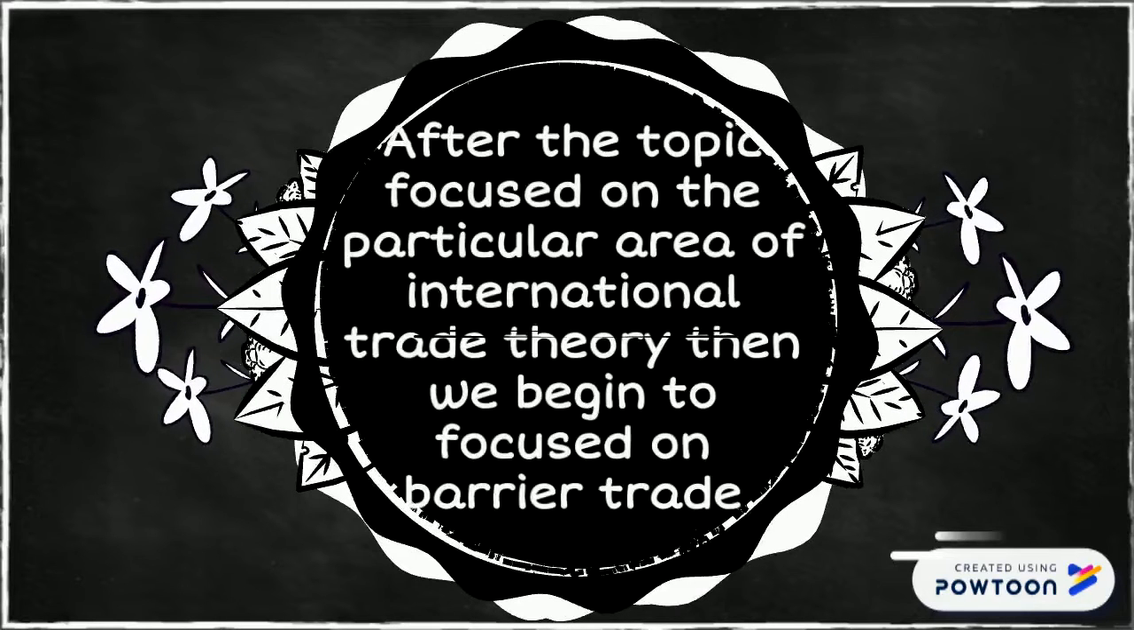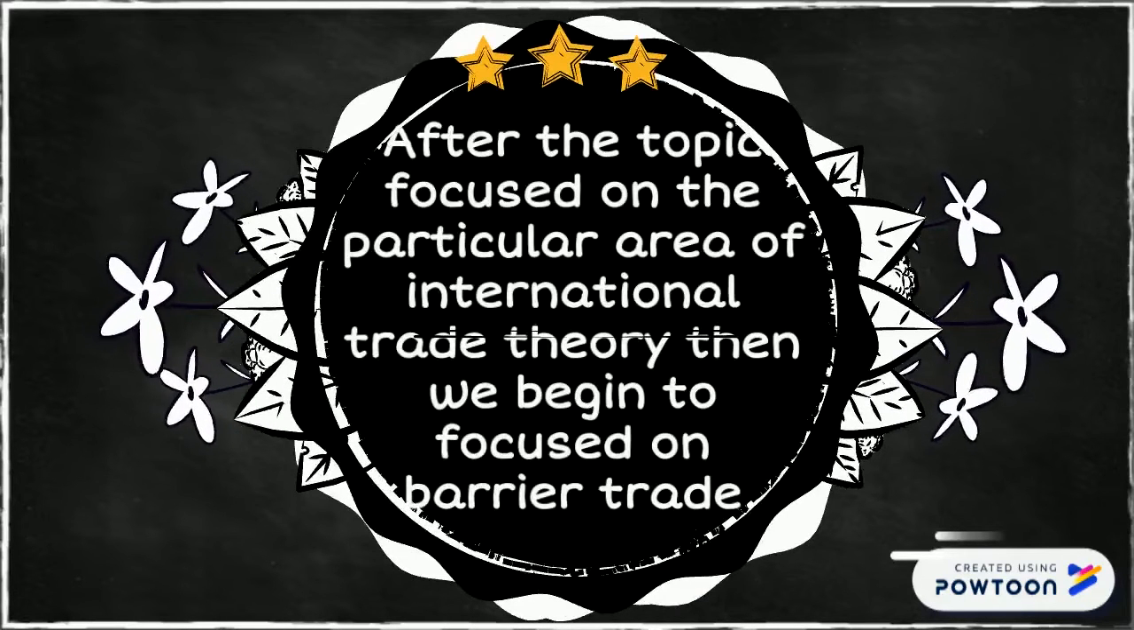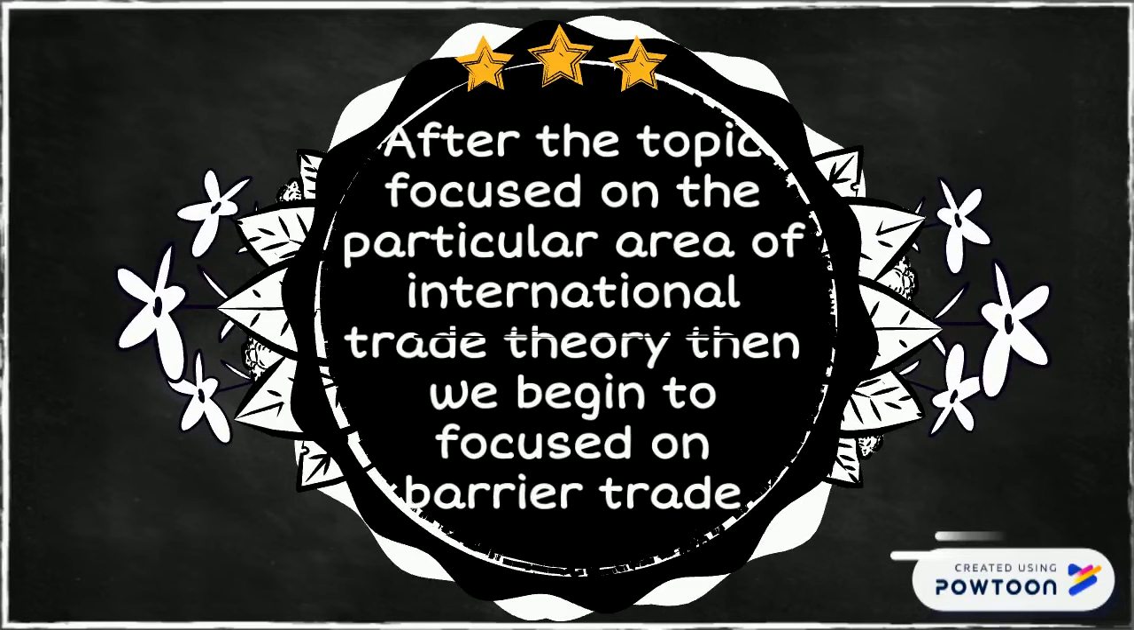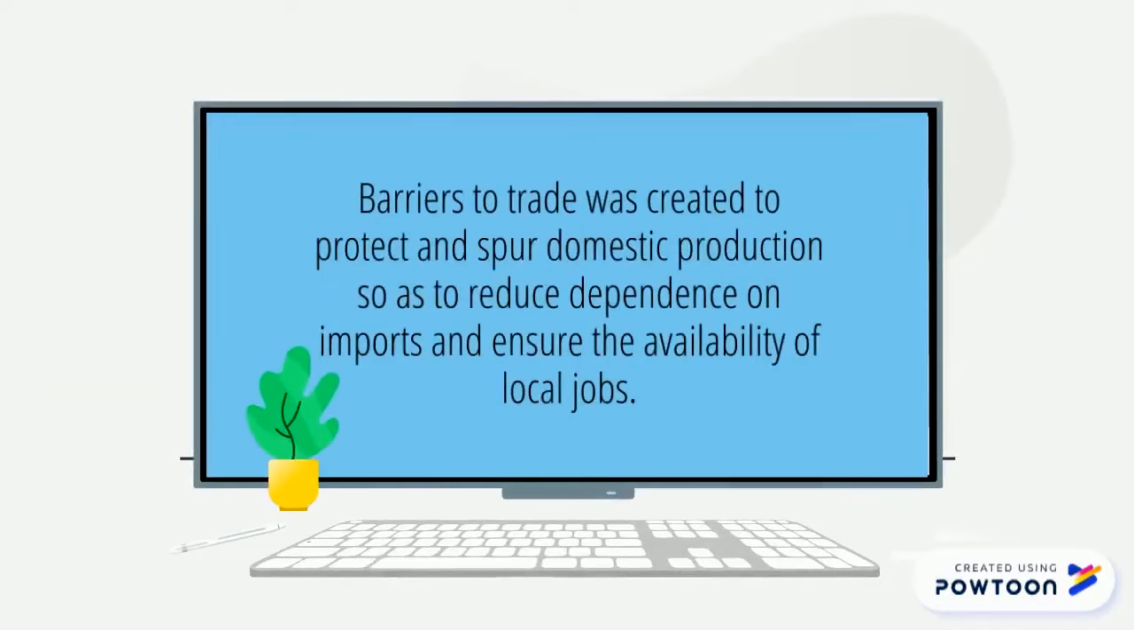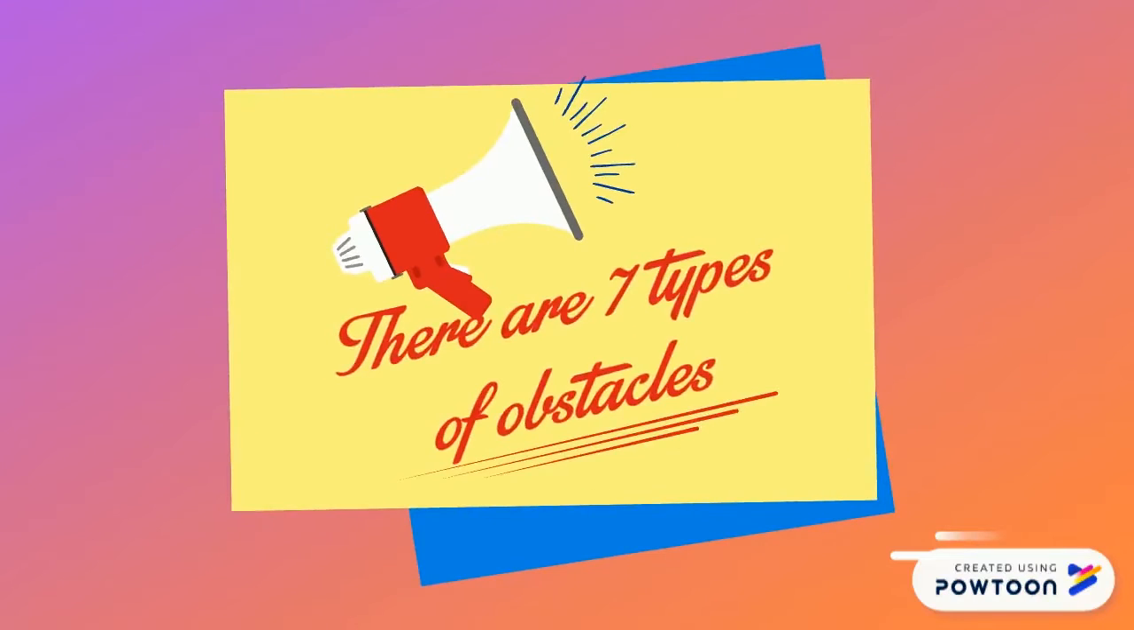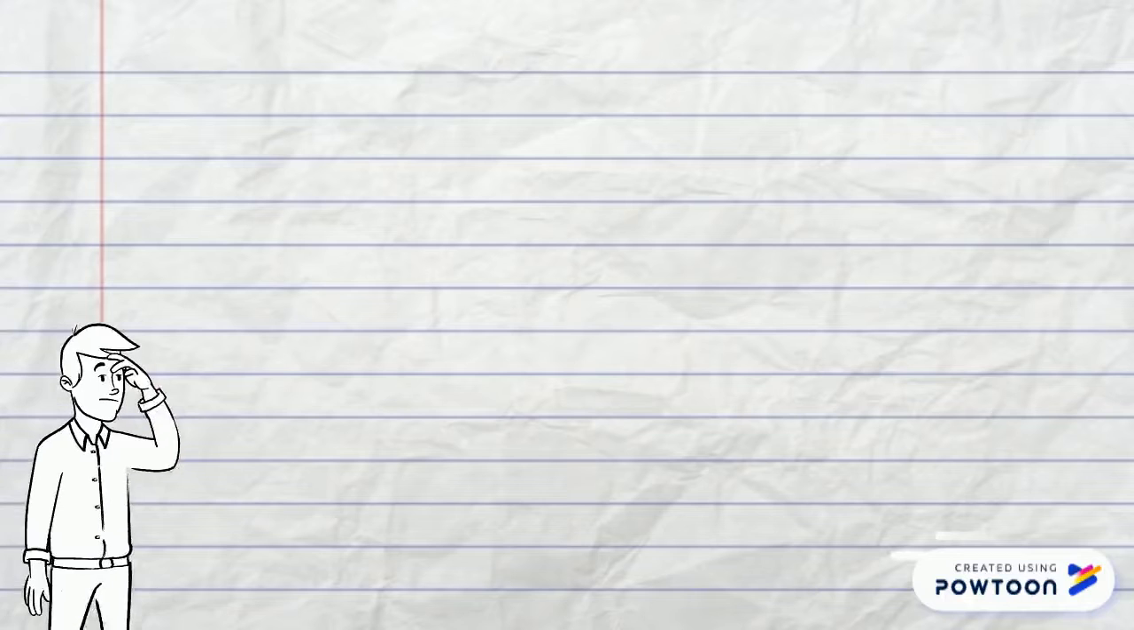After the topic focusing on particular areas of international trade theory, we begin to focus on barriers to trade. Barriers to trade were created to protect domestic production and to ensure the availability of local jobs. There are 7 types of obstacles.